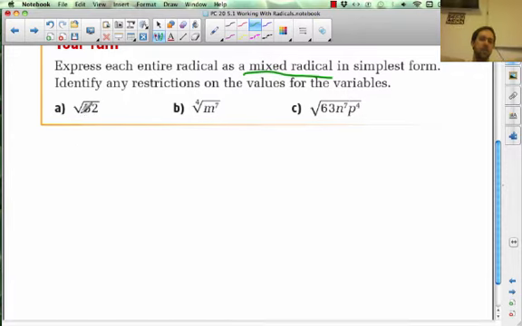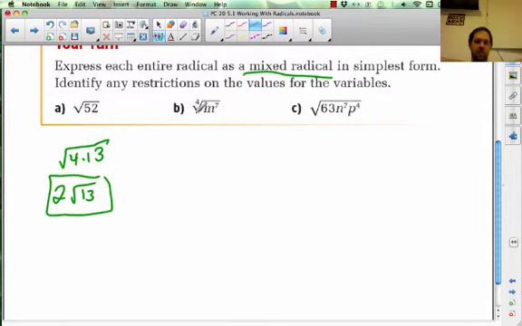Root of 52. Will any perfect square come out of 52? Well, 4 will definitely come out of 52, and it will leave us with the root of 4 times 13. The root of 4 we can express, move it out of the radical, and we get 2 root 13.